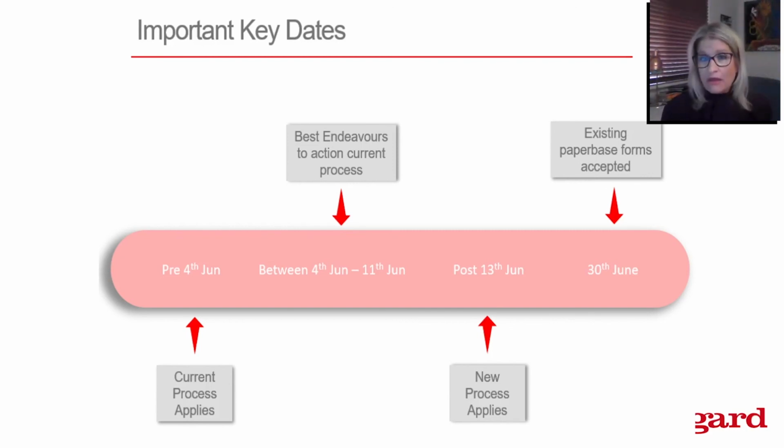So up until the 4th of June 2021, the current process applies to the fee consent process. Between the 4th and the 11th of June, Asgard will commit to a best endeavours approach to validate all paper-based fee consent forms received. From the 14th of June, the new process will be available to submit the instructions we have demonstrated today. And advisors have up until the 30th of June to submit via AdviceNet using the current version of the fee consent form.